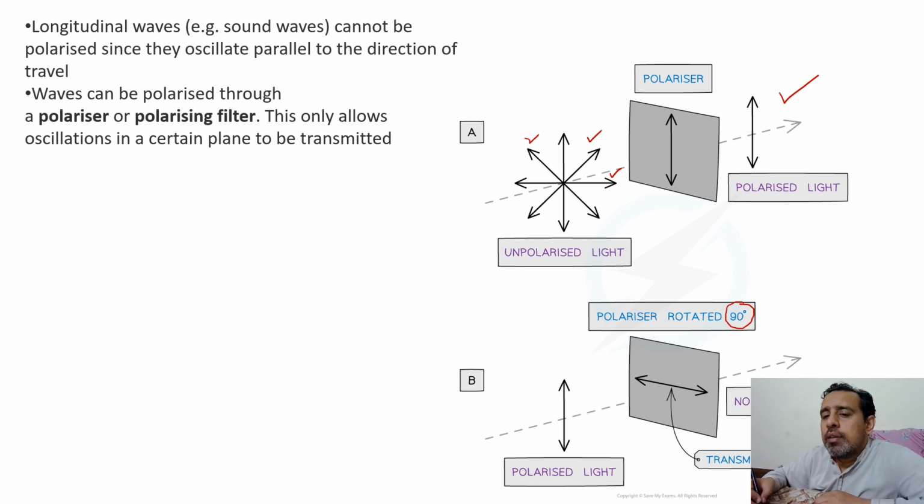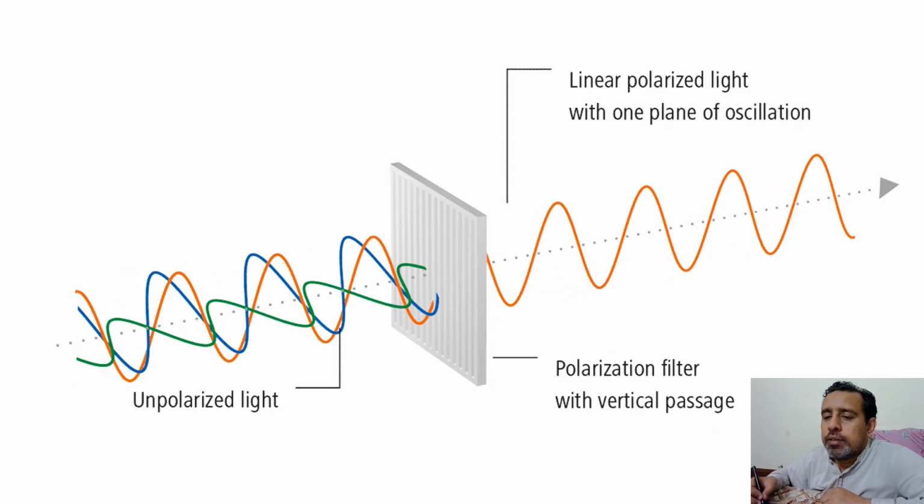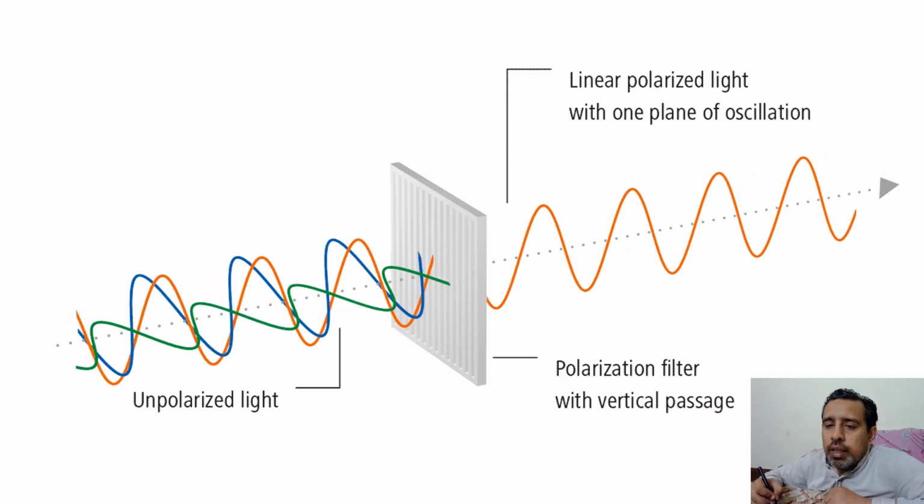So look at here, the sound waves and the longitudinal waves cannot be polarized. They oscillate parallel to the direction of the travel. And we can polarize the transverse waves because these transverse waves can be restricted to one plane only by rotating this polarizer. Look at this animation. This animation is very clear.